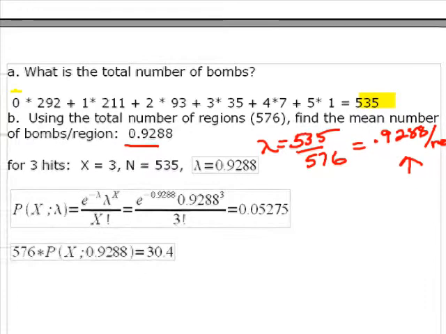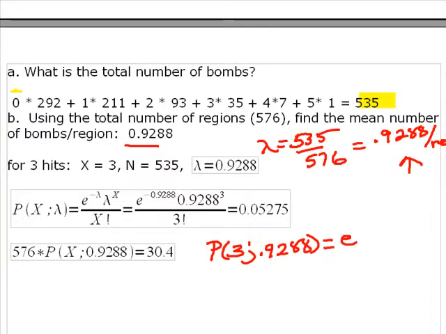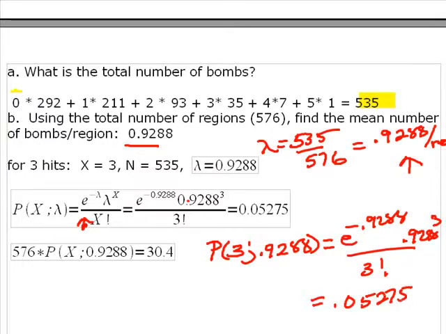So for each distribution, you put the number of hits. For example, in this case here, you want 3 hits, given that the average is 0.9288. Now this you use a calculator because there's nothing in the back of the book. Can't do this for you, but it's easy enough. So it's e to the minus 0.9288, just following this formula right here. It's going to be divided by 3 factorial, and the other term is the lambda, 0.9288, raised to the 3rd power. That comes out with 0.05275.